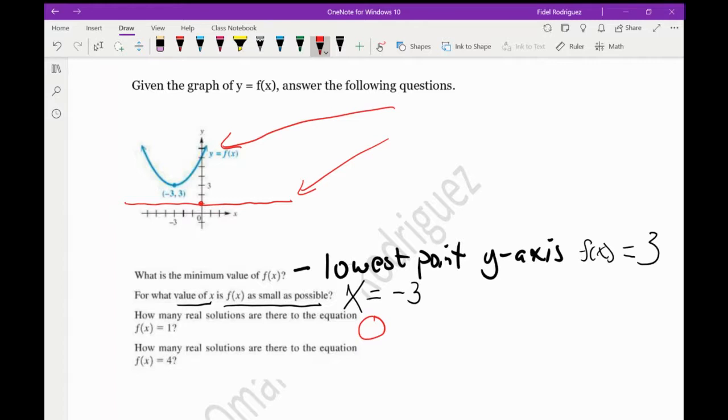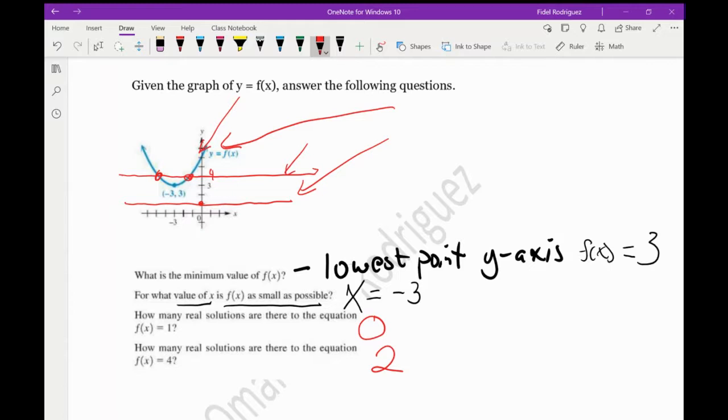And then the last part says, how many real solutions are there to the equation f of x equals 4? So this one's going to be 4. I'm going to do the same thing. I'm going to draw a horizontal line, and we're going to ask how many times this graph hits this line. You look at the picture and you say, well, it hits it twice. That's what they mean by how many real solutions there are.